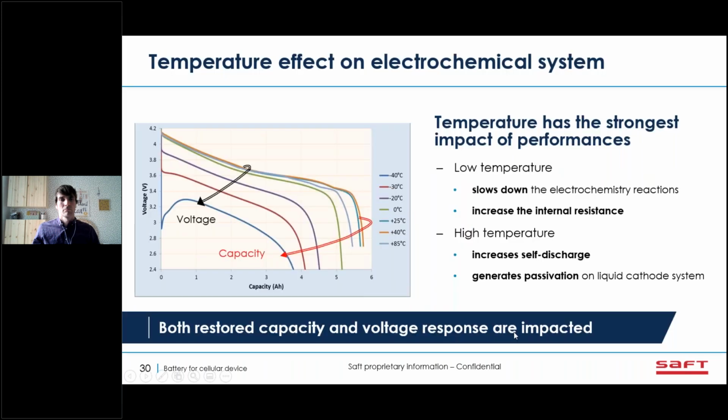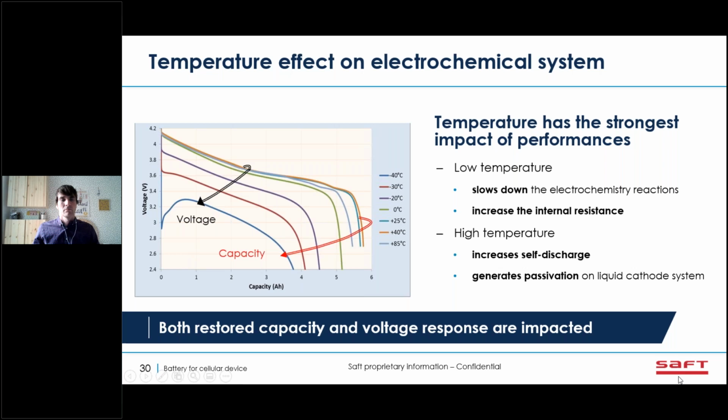It has a huge impact. Clearly, temperature has the strongest impact on performances. Low temperature slows down the chemical reaction inside the can, and it's increasing the internal resistance of the chemistry. And high temperature will boost the chemical reaction, so it will increase the self-discharge and generate passivation for liquid cathode systems, which is lithium thionyl chloride. So both restored capacity and voltage response will be impacted by the temperature.